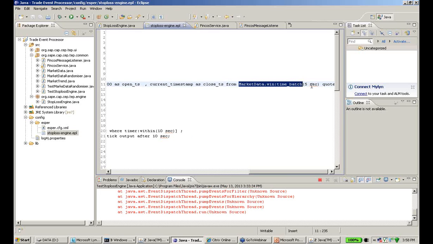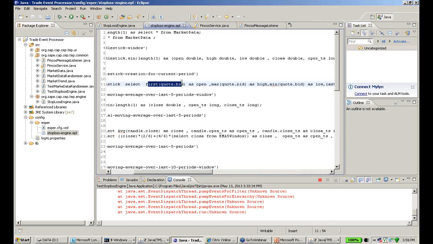In a batch window or a tumbling window that we describe, we will take first 5 events, do our analysis over that first 5 events, create our candlestick, and then we will switch to next 5 events.